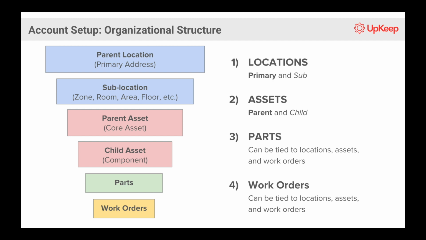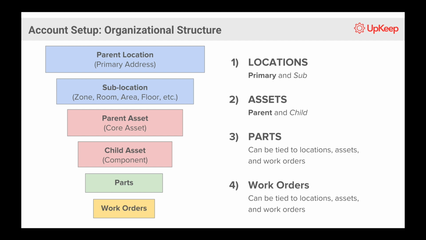So one of the questions that we get a lot when setting up an account for the first time is, well, where do I begin? Well, if we actually go off of this organizational structure, probably the first thing that you'll want to do when you log into your Upkeep account for the first time is actually set up your parent locations first. Go ahead and set up those parent locations, add as many as you can in there. From there, once your parent locations are actually in the system, then it's going to be really easy for you to start adding sublocations to those parent locations now that they exist.